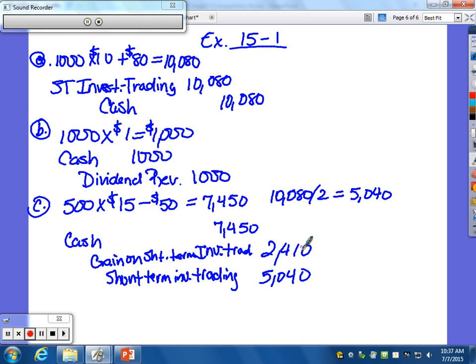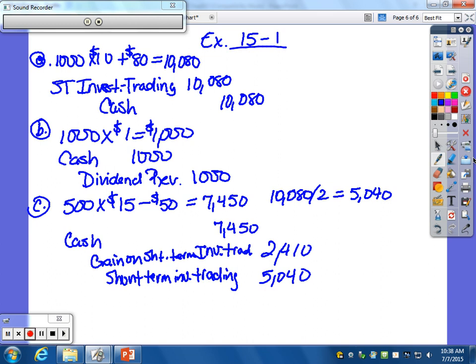So, the first journal entry, we just need to record the purchase, which means that it's going to be a debit to what? Cash. A debit to cash if you purchased it. A credit to cash?